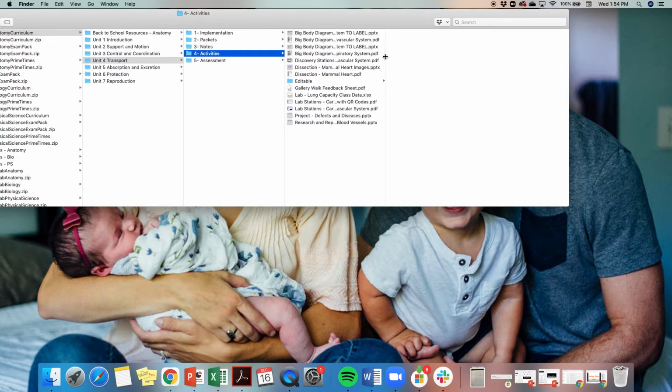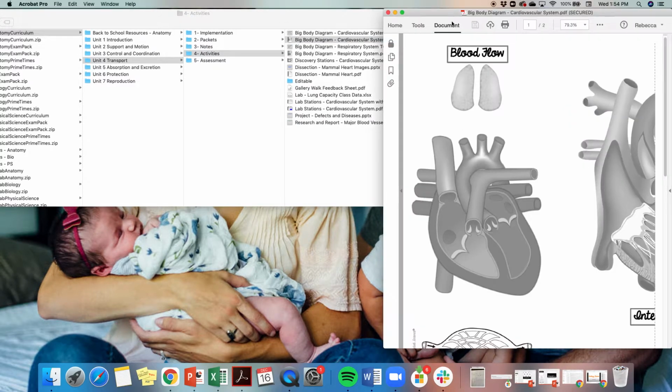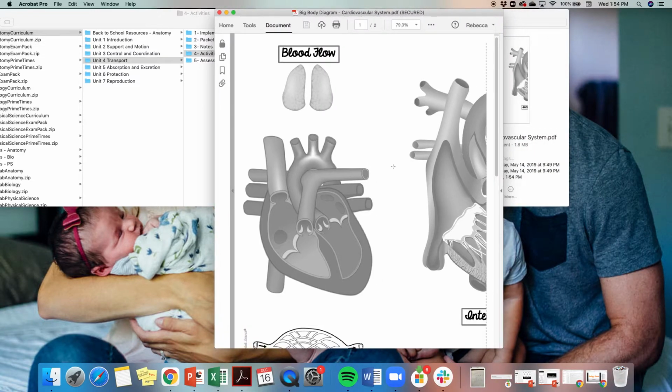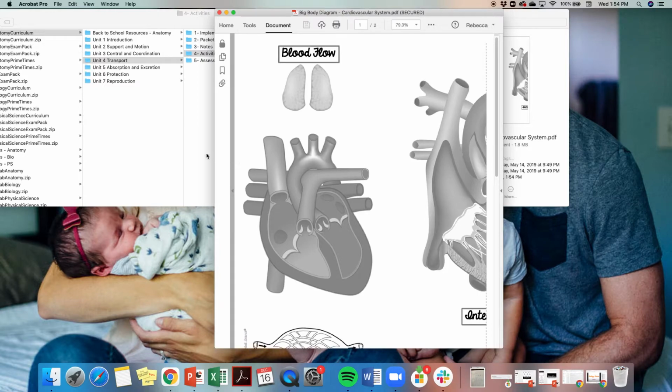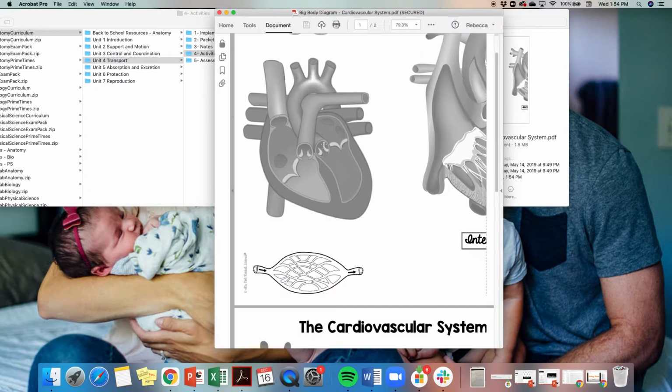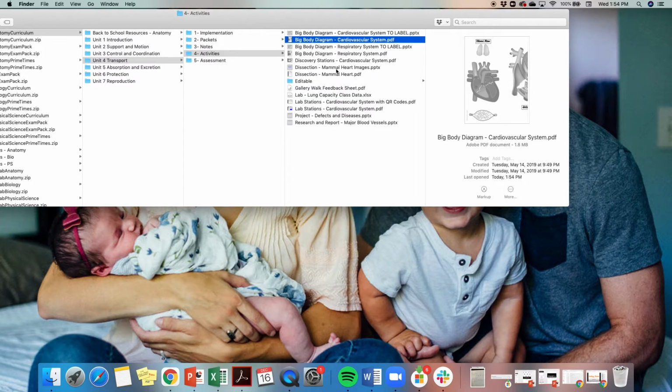The activities folder is all of the supplemental resources you need to actually administer the different activities. So, for example, one thing that I have made that I love in the anatomy curriculum are these big body diagrams. These are PDFs that your students print. They're 2 pages, but then there's instructions for how you tape them together in a way that they'll fold out of your students' binders, and you'll use them for labeling.